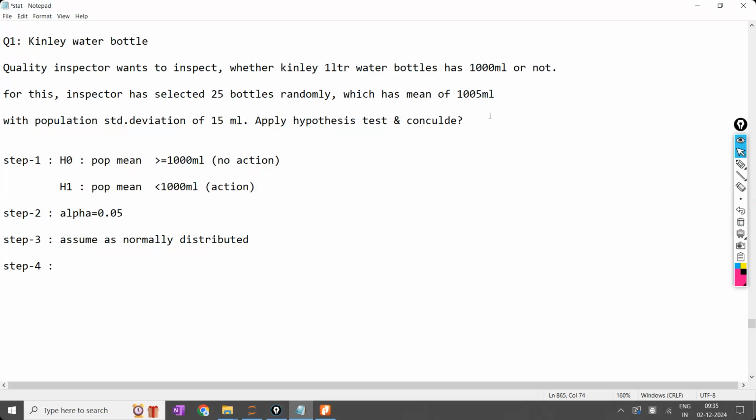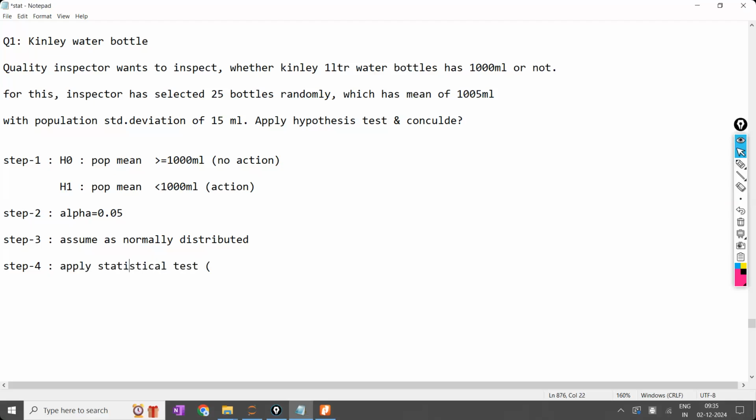Why do we have to assume the data is normally distributed? Because here the data set was not given to us. If the data set was given to us, we would estimate directly and calculate the skewness directly. Now, what is step 4 for this particular case study? Apply the statistical test. What is the statistical test we have to apply? One sample Z test.